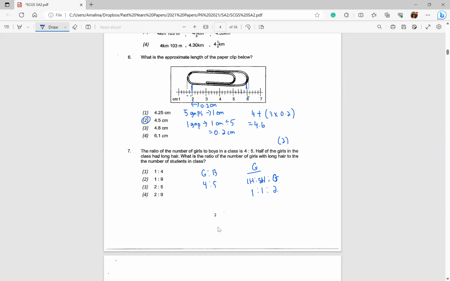Then look for your common base. My common base in this case will be the girls. I need to change this to 4, so I will times this by 2. I get the ratio 2 to 2 to 4. Once I make my common base the same, I can solve the question. What's the ratio of the girls with long hair to the students in the class? Total 4 plus 5 is 9, which means the ratio of long hair to total will be 2 is to 9. So it's option number 4.